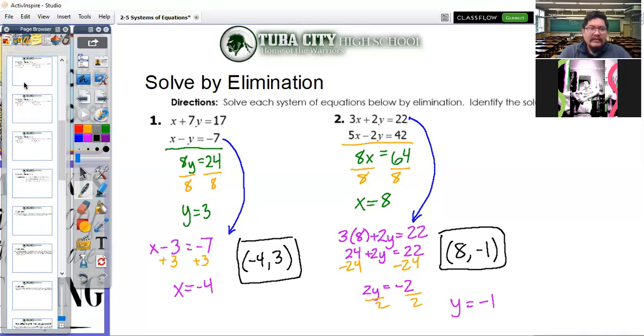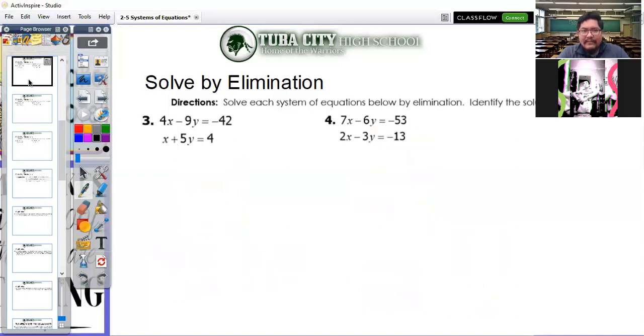All right, let's get on to the next one. Keep things moving along. All right, so let's see. Same thing. First thing we got to do is check to see if the equations line up. x, y equals number. All right, so they're both in the same format. They're both in the same arrangement, order, whatever you want to call it.